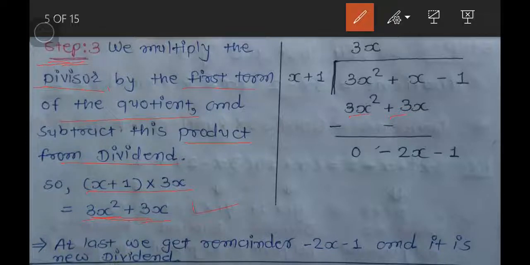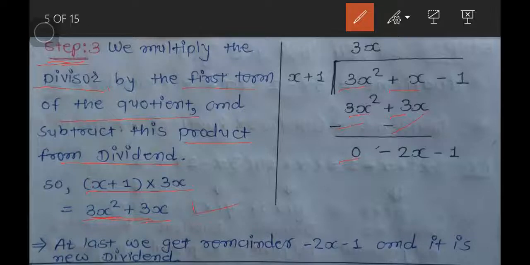Then assume this minus sign for 3x square, and 3x assume this minus sign. Now you can see that 3x square minus 3x square is equal to 0. Here plus x, here it is minus x. Here it is plus x, here it is minus x.